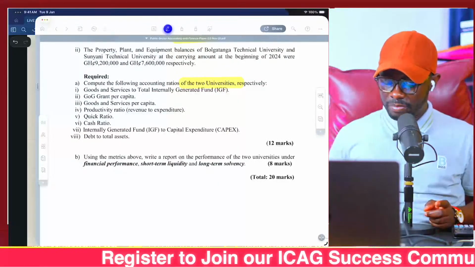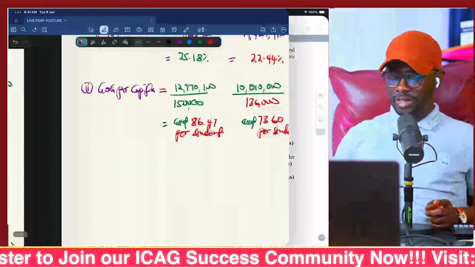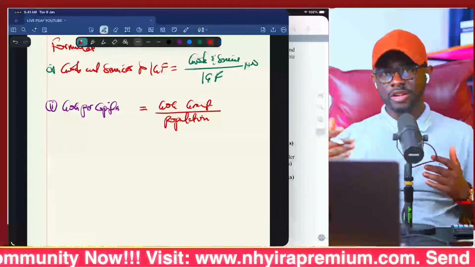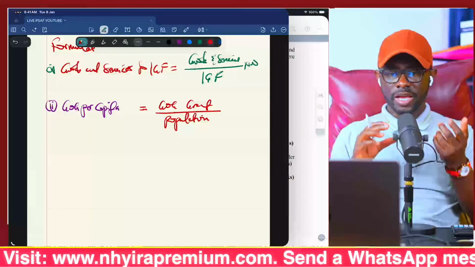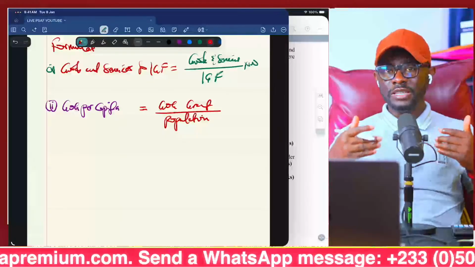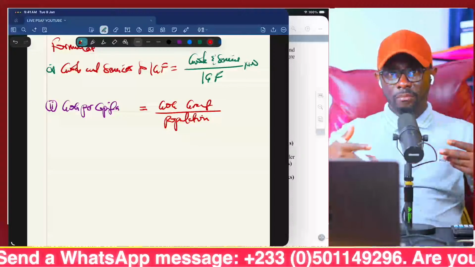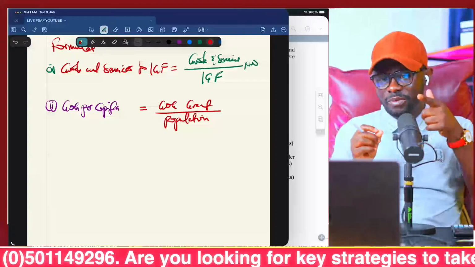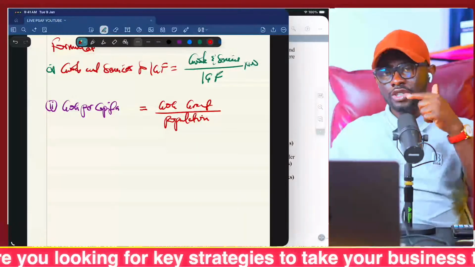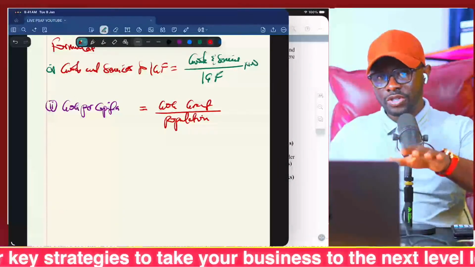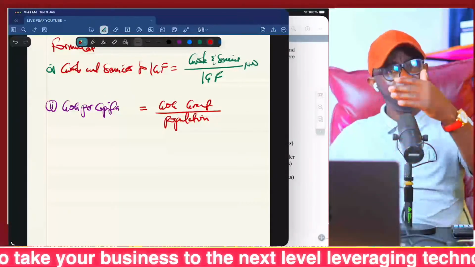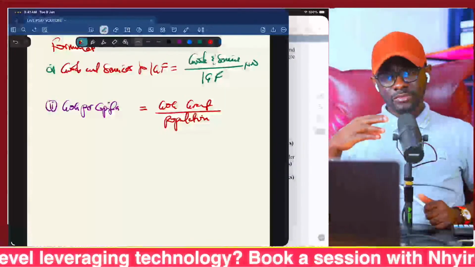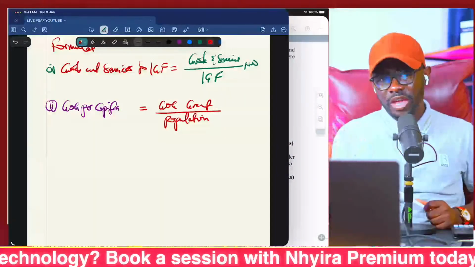Goods and services per capita. Now, goods and services per capita, what is it looking like? Remember, goods and services relates to the day-to-day running of the university, right? So goods and services per capita has to do with the amount the university spends on each student for the year under review. Technically, you expect this ratio to be greater because it means that students will have quality tuition, they will have the materials they need, the resources they require. But if this ratio is significantly lower, it will mean that there will be lower quality of education provision.